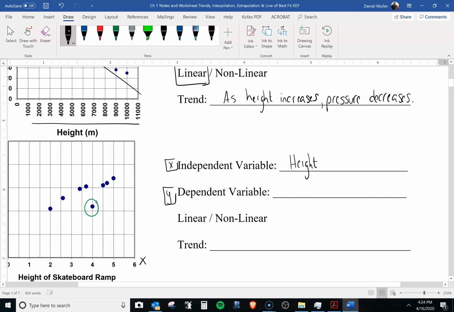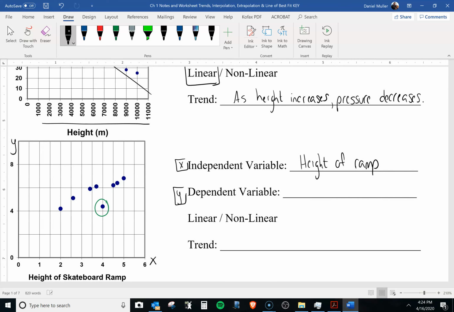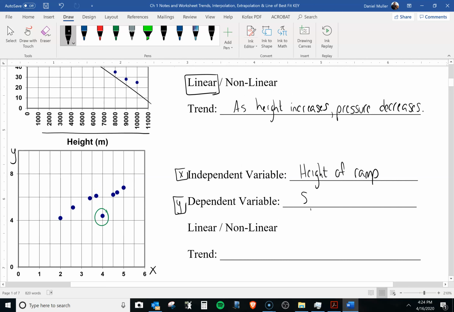I'm just going to write of ramp, not going to write all the words. So it's the height of ramp and then the speed of skateboarder. So you can probably just do speed, just because I'm a little bit lazy. Is this linear? Does this look like it follows a line? And I would say yes. You should usually see a few dots on either side of the line. That's kind of what you're hoping for. Yes, it is linear. It doesn't have like a giant curve to it.